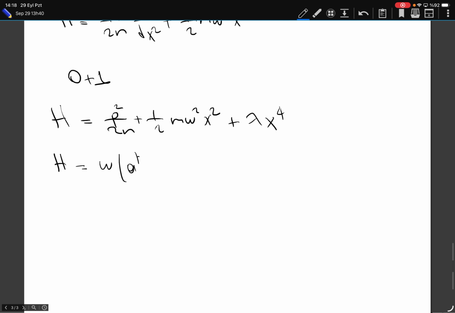omega a dagger a plus 1 over 2 plus lambda, let me put the tilde, all the coefficients are over there, a plus a dagger to the power 4. Let me open that term up.